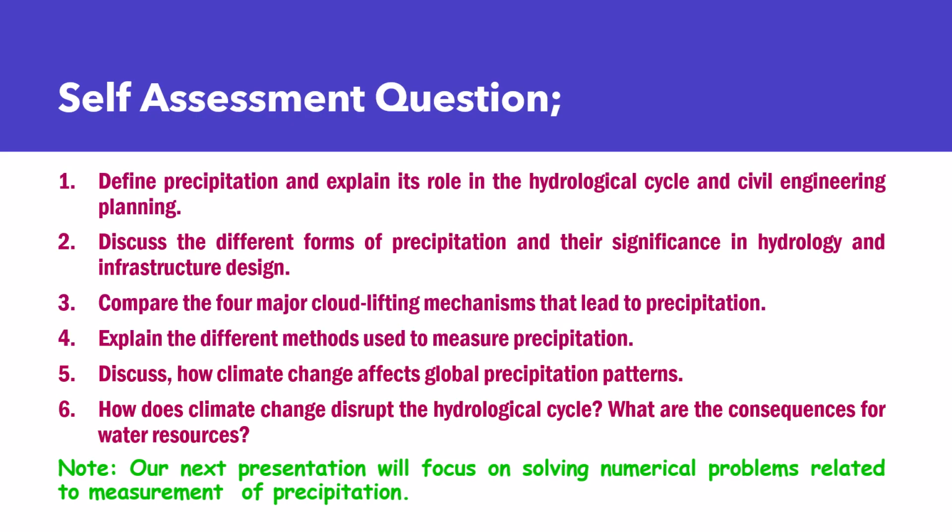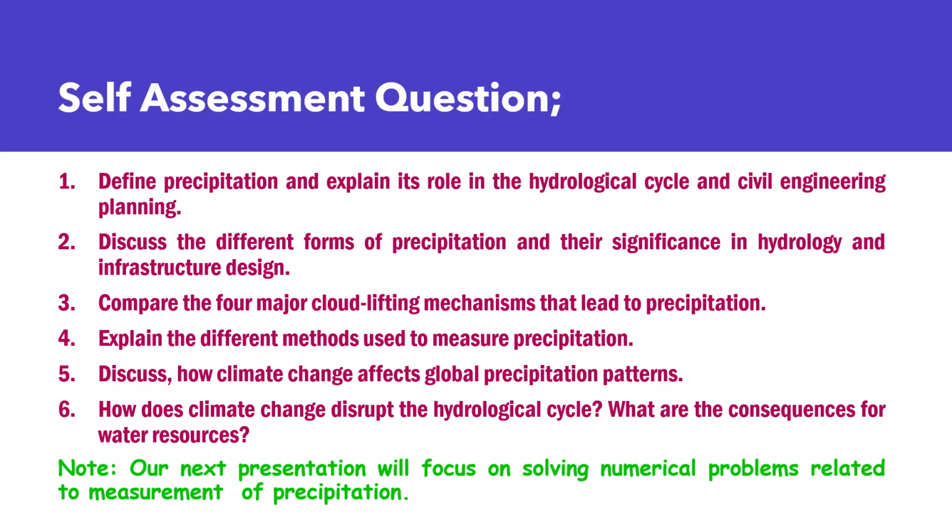Self-assessment questions. At the end of the presentation, these are self-assessment questions. Go through each question carefully. Answer these questions based on understanding of the topic. Review any concept you are unsure about. The questions are: define precipitation and explain its role in hydrological cycle and civil engineering planning. Discuss the different forms of precipitation and their significance in hydrology and infrastructure design.